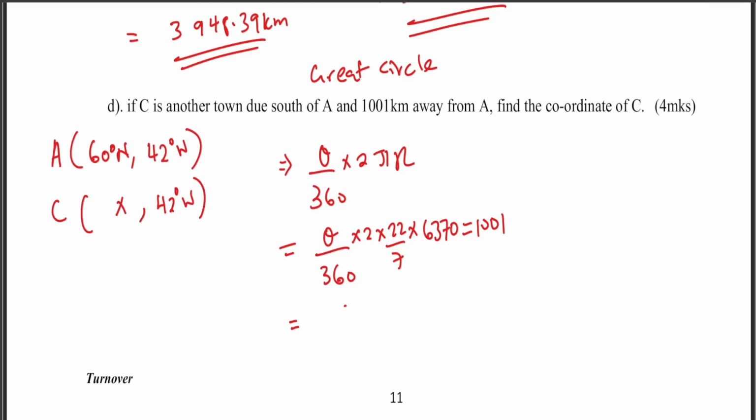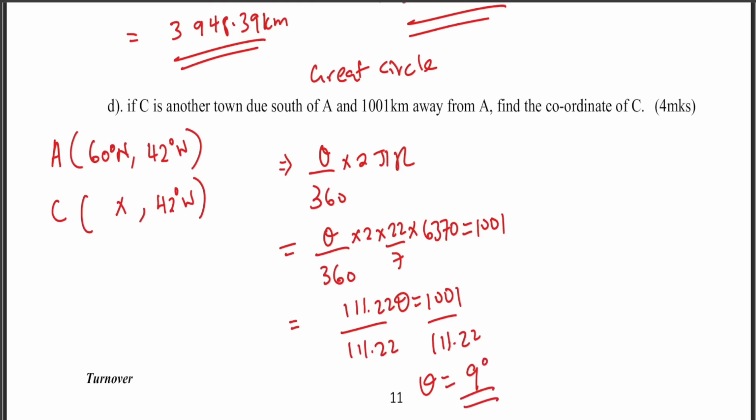That gives you 111.22. So 111.22 theta is equal to 1001. Divide by 111.22 on both sides. Theta will be 1001 divided by the answer. Theta is 9. So there's a difference of 9 degrees.